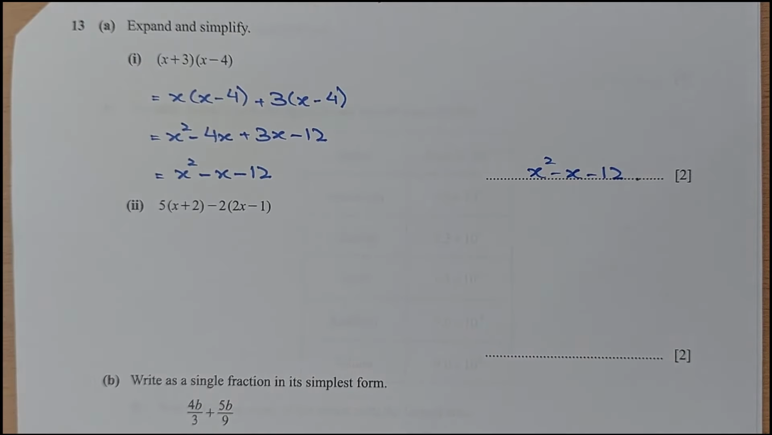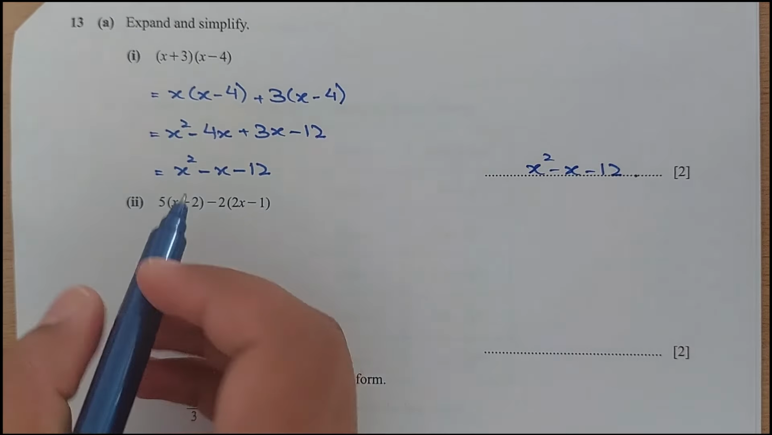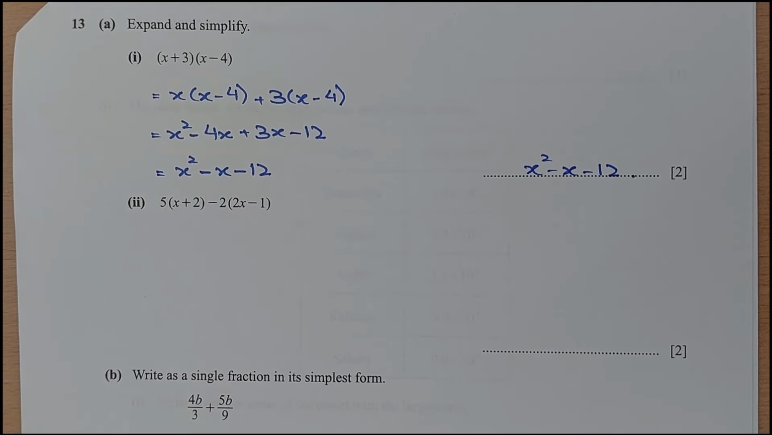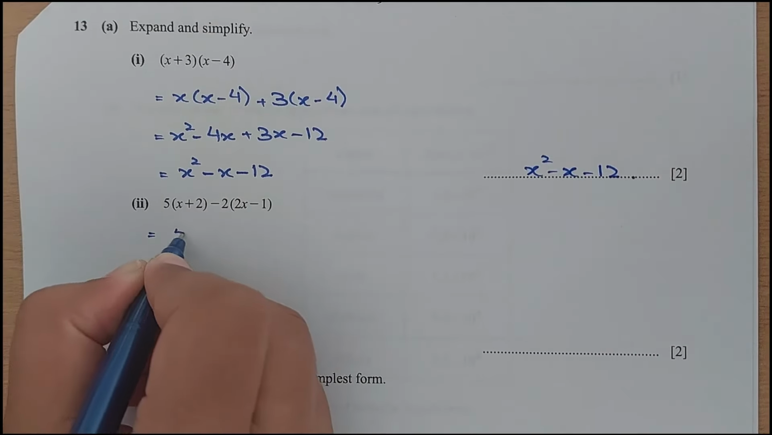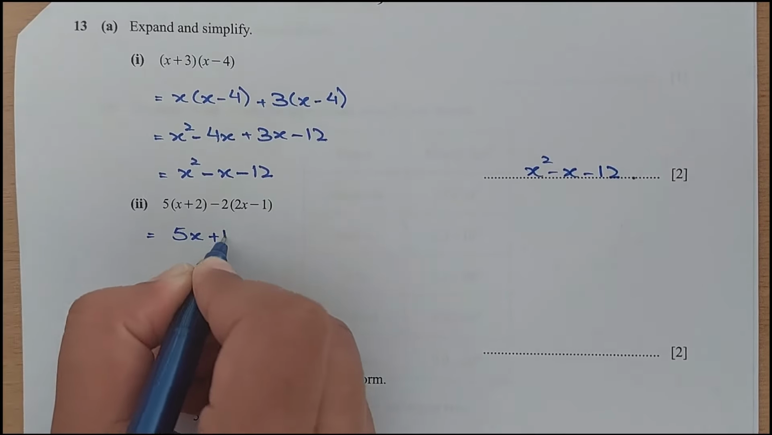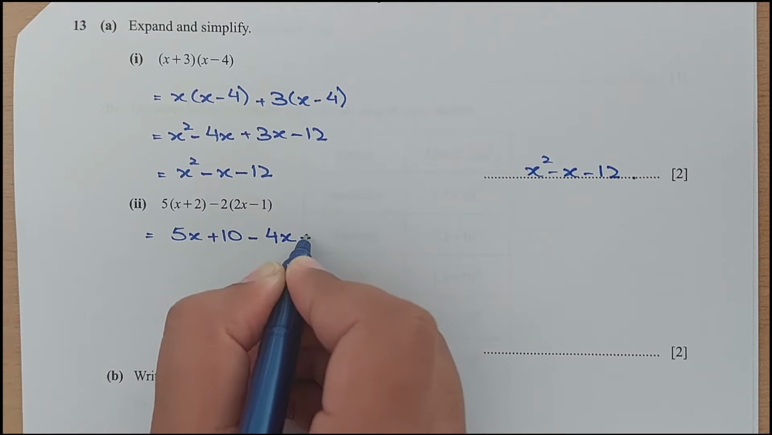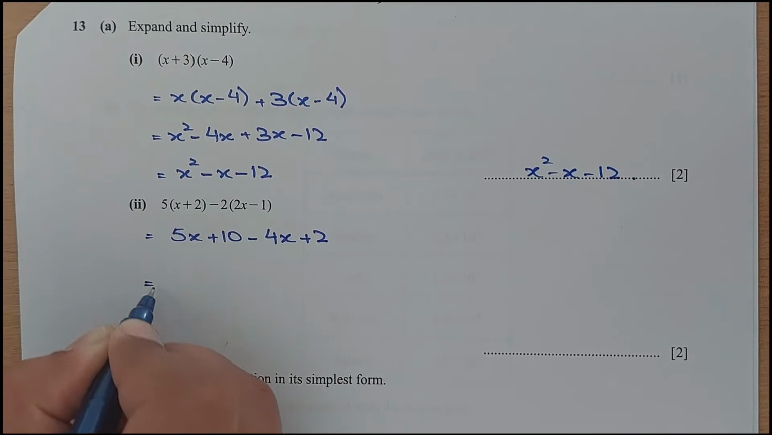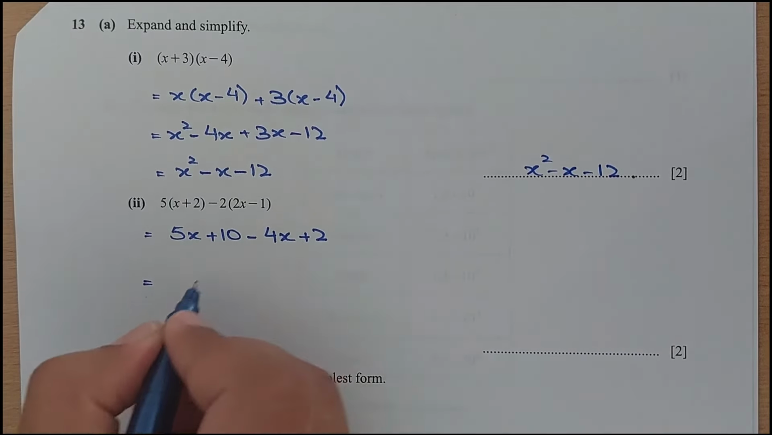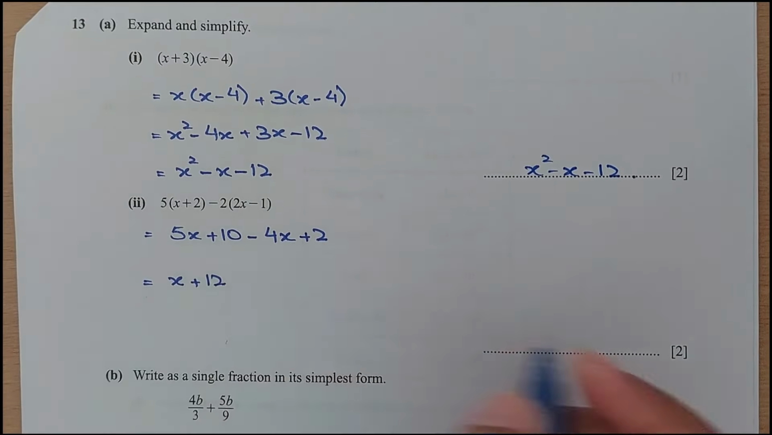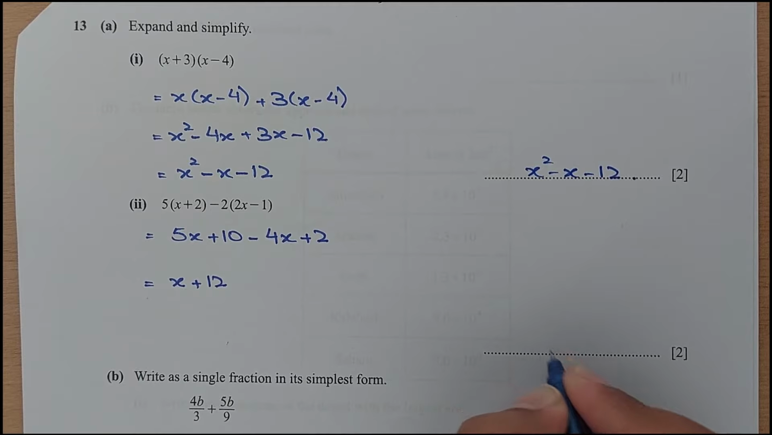Now for the second part, we need to expand. 5 is going to multiply with x plus 2, and then negative 2 is going to multiply with the bracket. Here we have 5x, and 5 times 2 is 10. Minus 2 times 2x is minus 4x, and minus times minus would be plus. 2 times 1 is 2. So 5x minus 4x is just x, and 10 plus 2 is 12. So the answer is x plus 12.